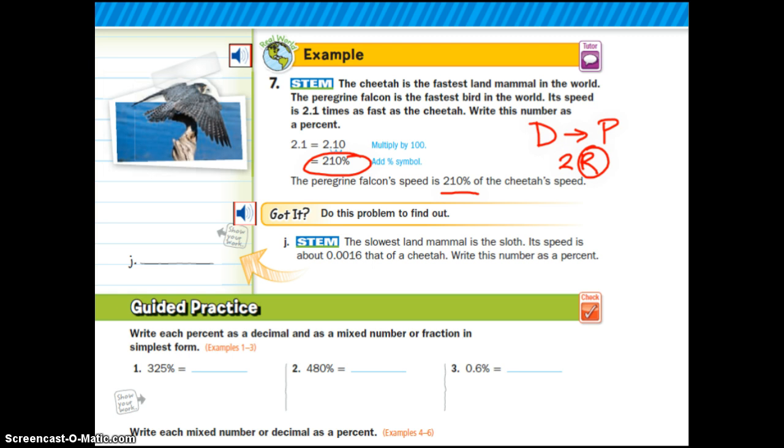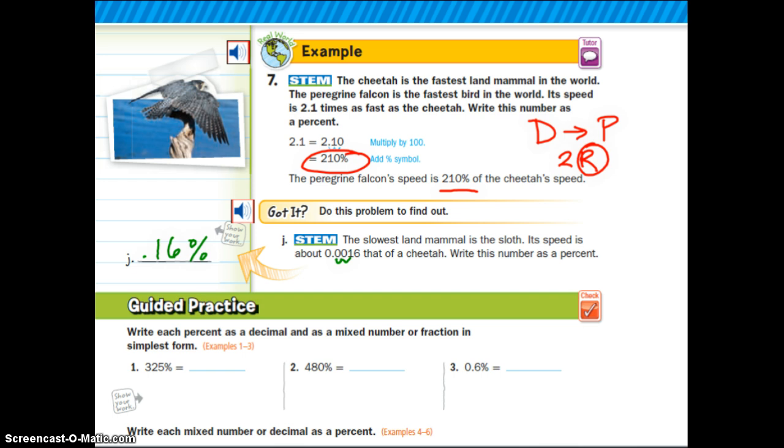So let's get the got it column done. Go. Pause the video. Did you get 0.16%? A sloth is extremely slow, so we know it's not going to go very fast. Okay, do the guided practice. See you soon. Pause the video.